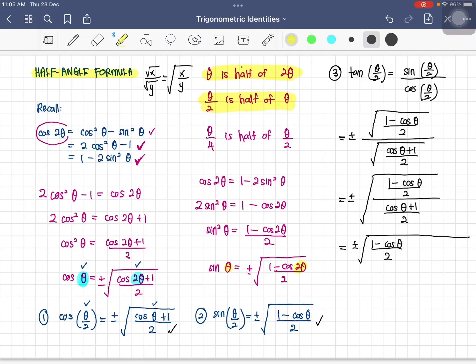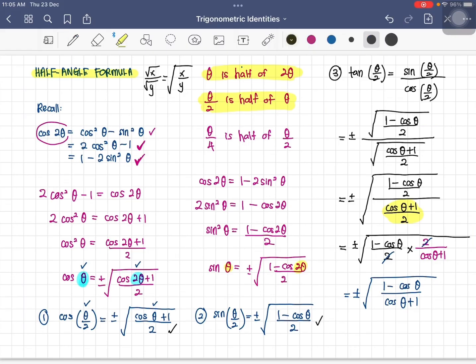And then I'm going to write this part, because it divides that one, so I'm going to write it as a multiply. That one will change to become 2 over cos of theta plus 1. Next, we can cancel 2 with 2. Therefore, we are left with the plus minus square root of 1 minus cos of theta over cos of theta plus 1. So we already obtained the formula for the tangent of theta over 2.